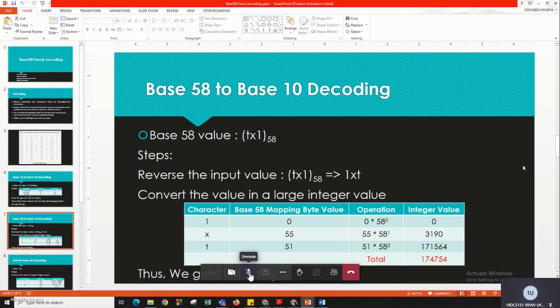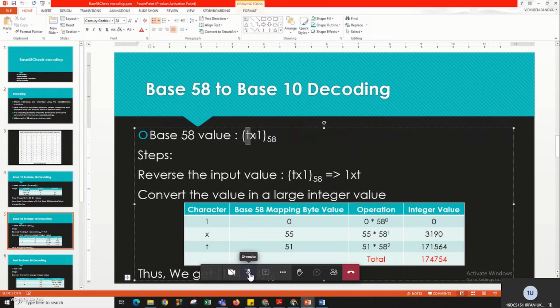So now we are going to learn decoding. 58 થી 10 base માં કેવી રીતે decode થશે. Whatever output we got in the earlier slide, I have kept as the input for this decoding. So TX1, which is in 58 base, we have taken as the input. First step is we are going to reverse the input value. So TX1 હતું તો એનું reverse કરીશું તો 1xt થઈ જશે.